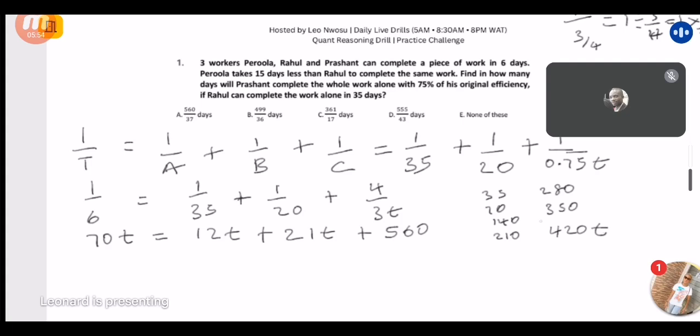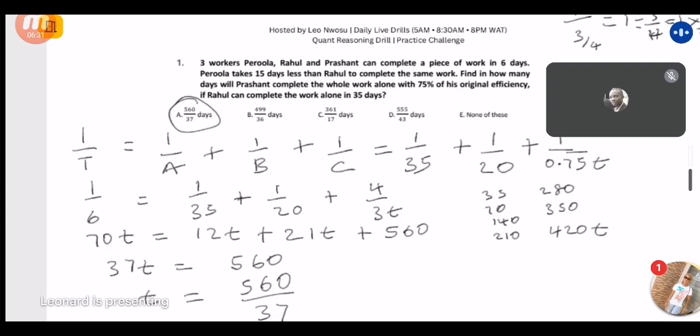What happens to the 2? It will be divided by this 2. It will go. Now let's collect like terms. 12 plus 21 is 33. 70 minus 33 will give us 37t. 37t equals 560. So t equals 560 over 37. And so we have that option there.